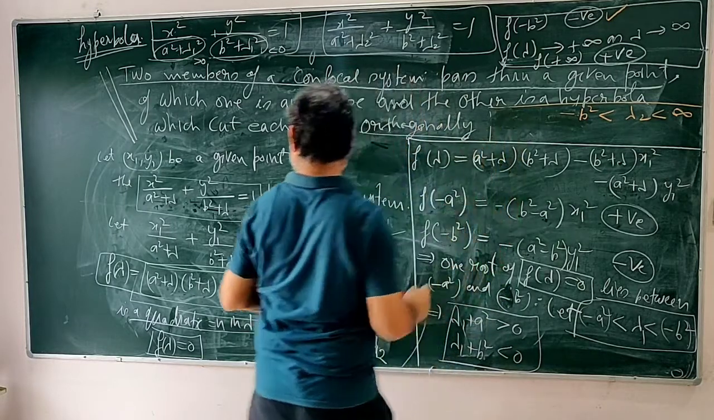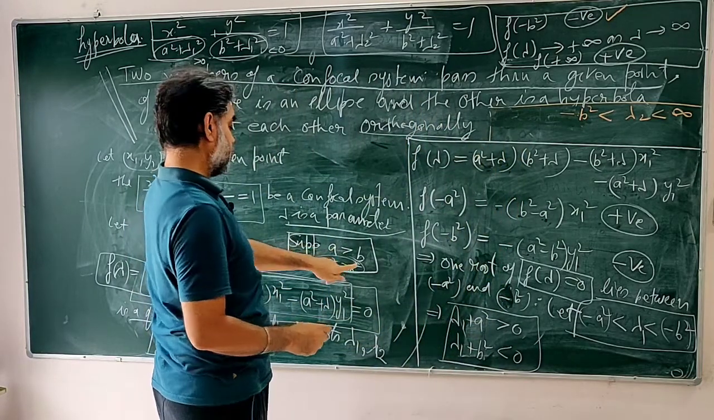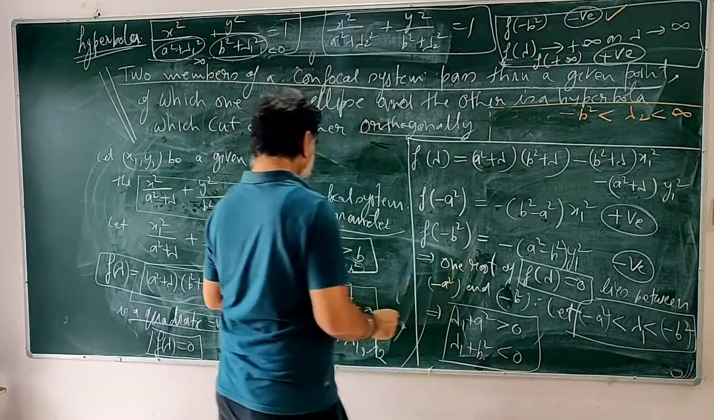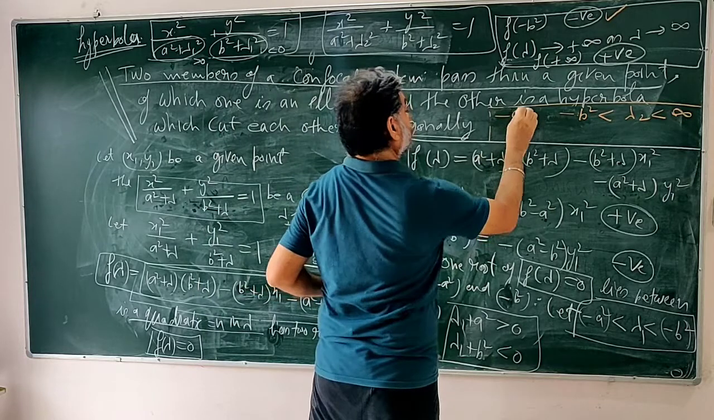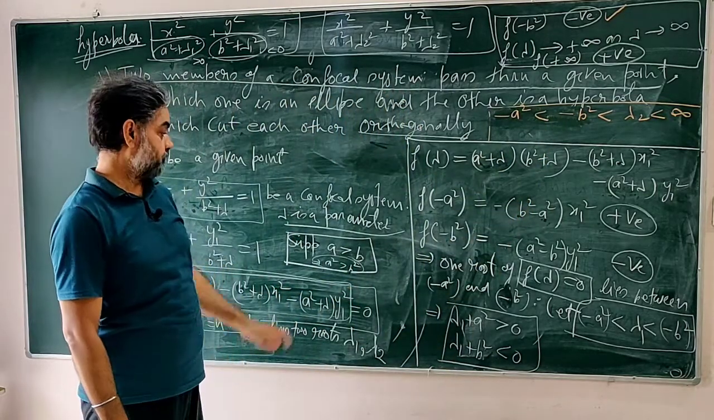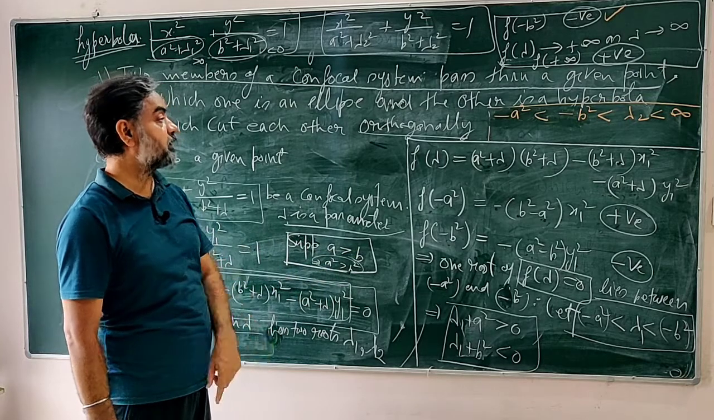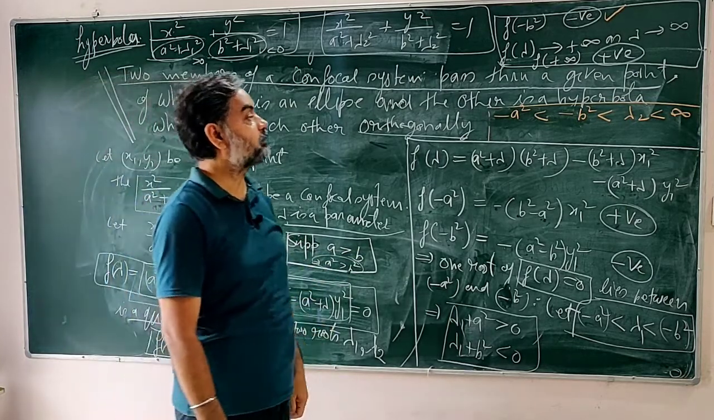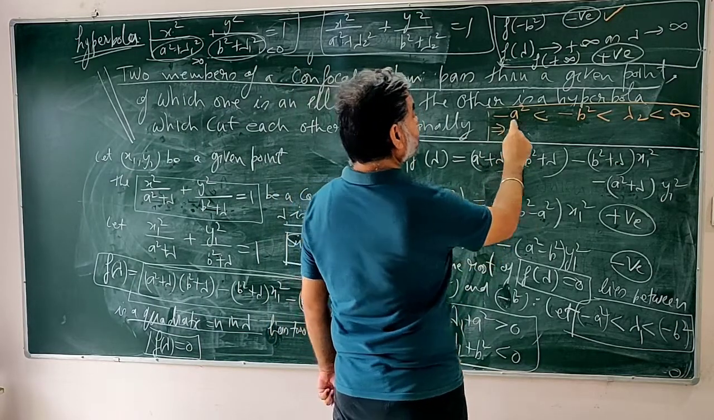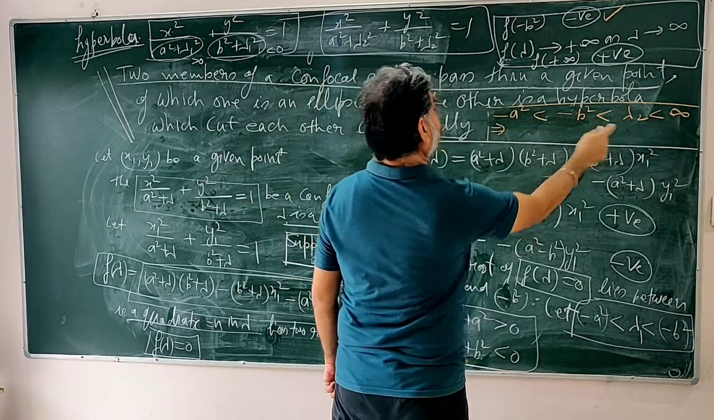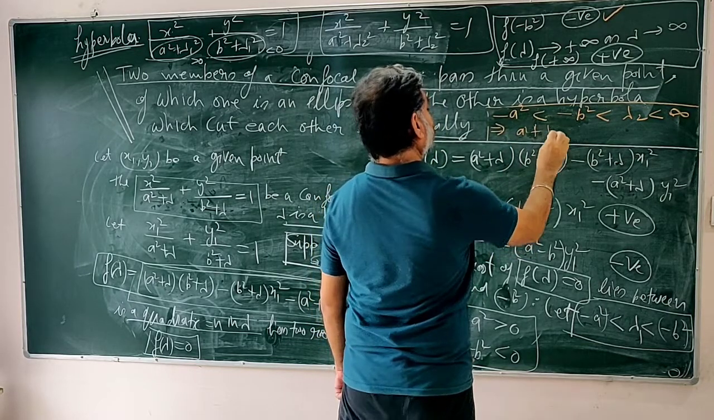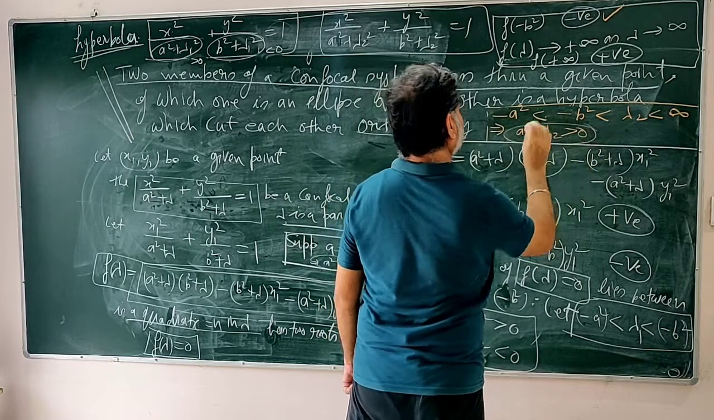Also we have, since a is bigger than b, so a square is bigger than b square, and since a square is bigger than b square, so minus a square is less than minus b square. So this implies that minus a square is less than lambda 2, so that means a square plus lambda 2 is positive.